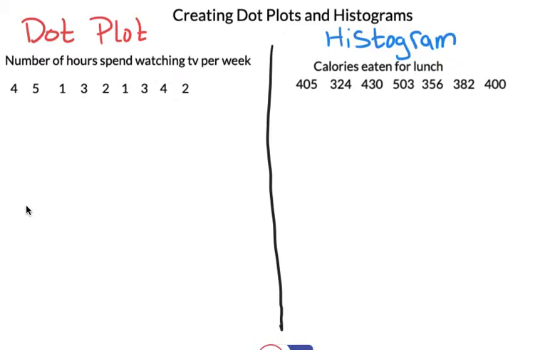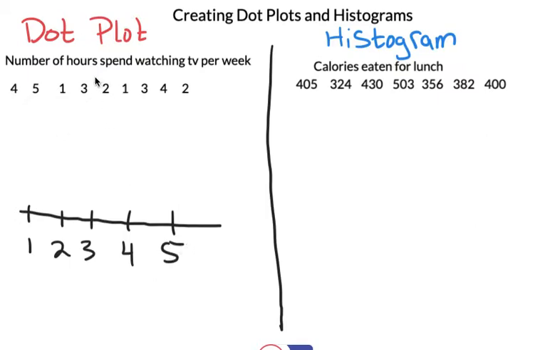So to put this on a dot plot, all I need to do is first of all draw a number line here. The number line has to include the range of numbers that our data is. In this case here, it goes from 1 all the way to 5 because that's including all the numbers that were in the data. So what we can do is just create a little number line here that goes from 1 to 5.